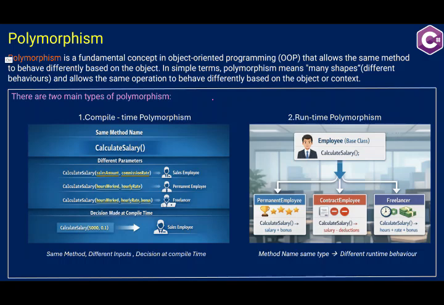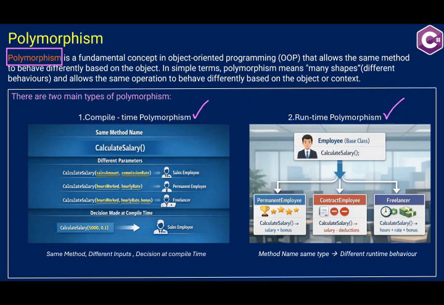So in this session, we will discuss more about polymorphism, meaning how many types of polymorphism we have in C#.NET. Mainly, we have two types of polymorphism in C#.NET. One is compile-time polymorphism, and the other is runtime polymorphism.